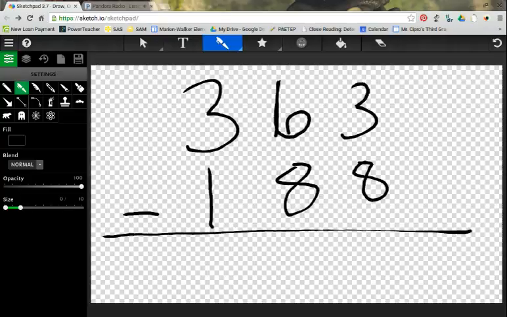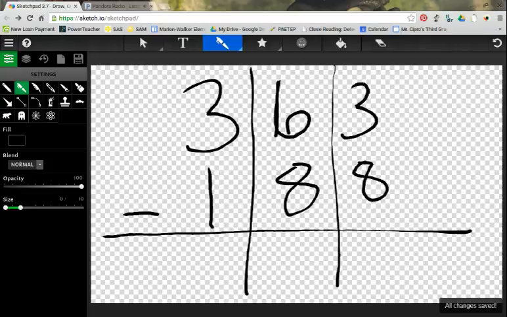Okay. Again, I need to look to see if I have any trades. This time I'm going to draw some columns to separate my ones, tens, and hundreds. I'm going to look at my ones column. Do I have more on the floor or more on top? Hopefully you said in your head with me that you have more on the floor, so you need to go next door and trade a 10 for some ones.